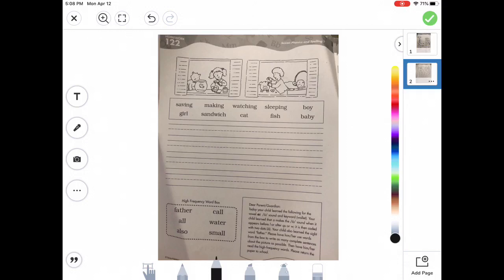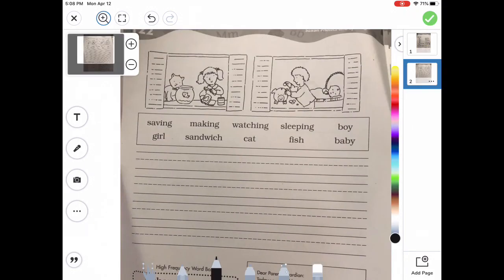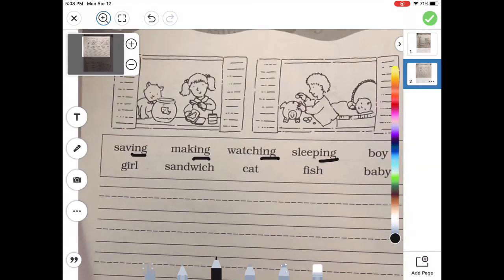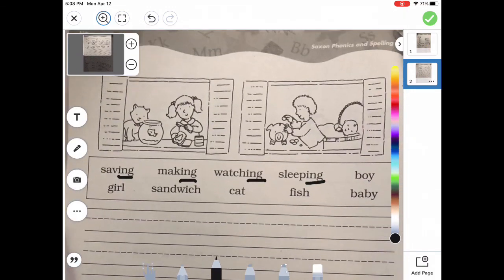All right, on the back, we have some words and we have some nouns and some verbs. So remember, our nouns are kind of easy to locate, or our verbs, because they have that ing. It's something we're doing. So I have saving, making, sleeping, watching. Those are my verbs. And then I have some other nouns like boy, girl, sandwich, cat, fish, baby. So we're going to try to make some sentences out of this, okay? So let's just look at what's going on.